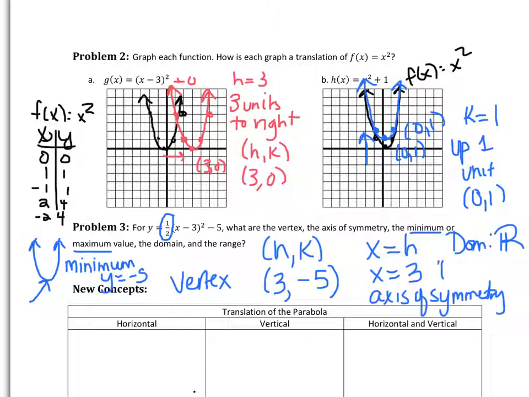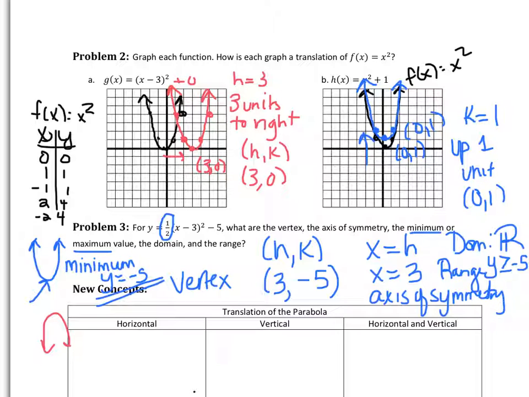Our range always ties into our k value. Remember, our minimum value for our y value is -5. We're opening up from -5. So in this case, my range will be y greater than or equal to -5. There won't be a value below -5. If it was opening down, you'd switch to y less than or equal to whatever your k value is, because you want that to be your maximum then.